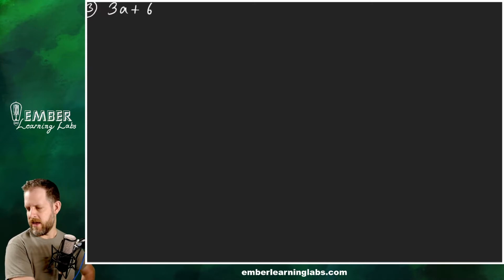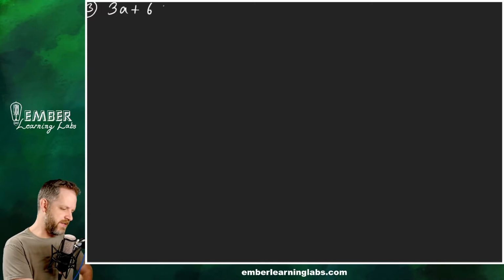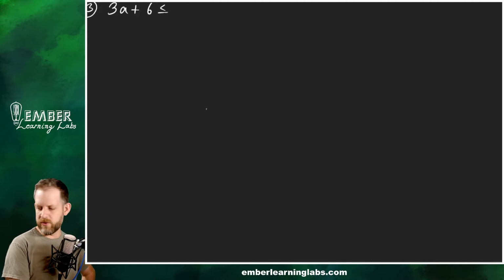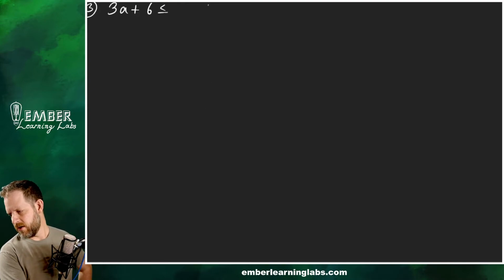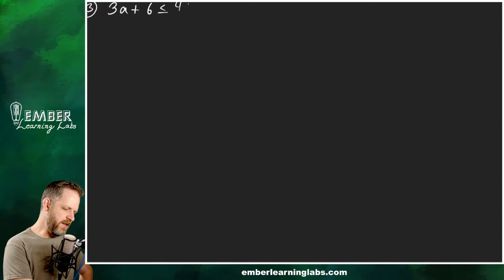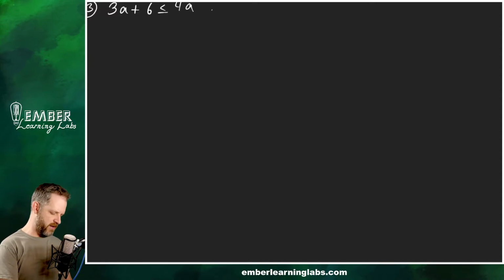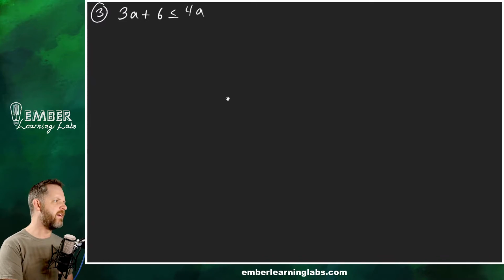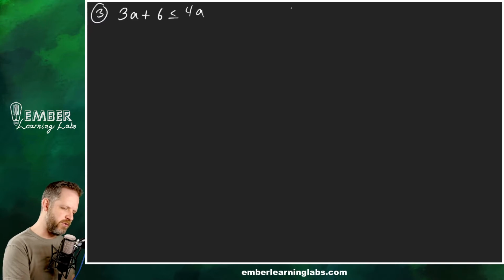So example 3 is 3a plus 6 is less than or equal to 4a. This time we're going to add a layer to this onion. We're going to solve and graph.